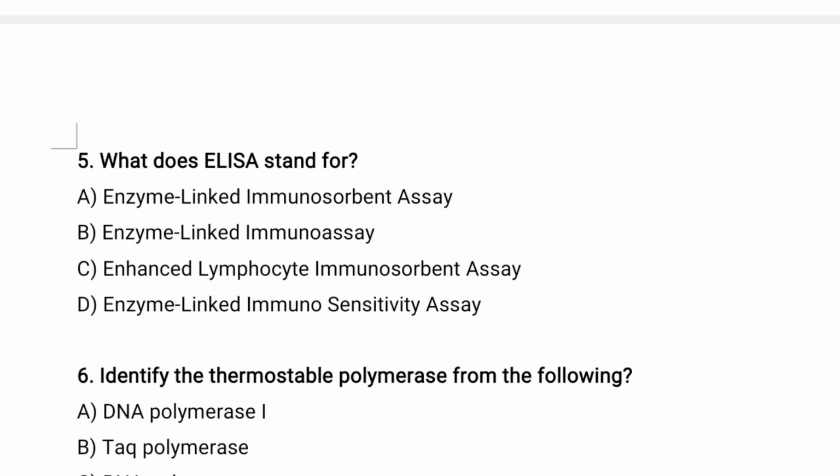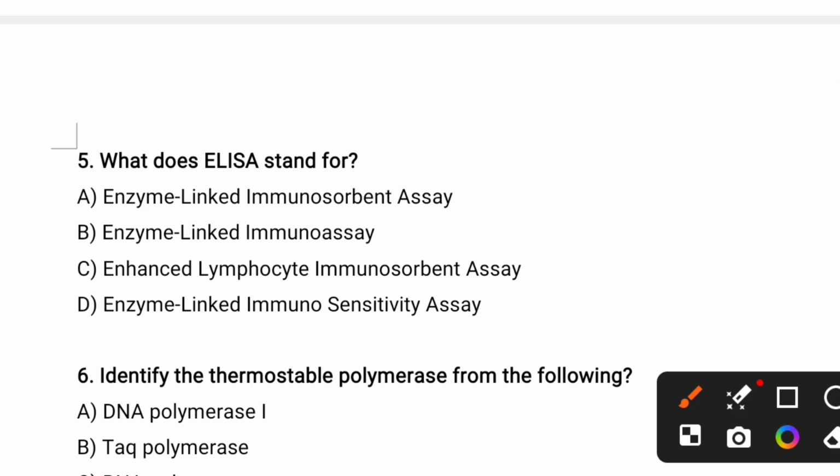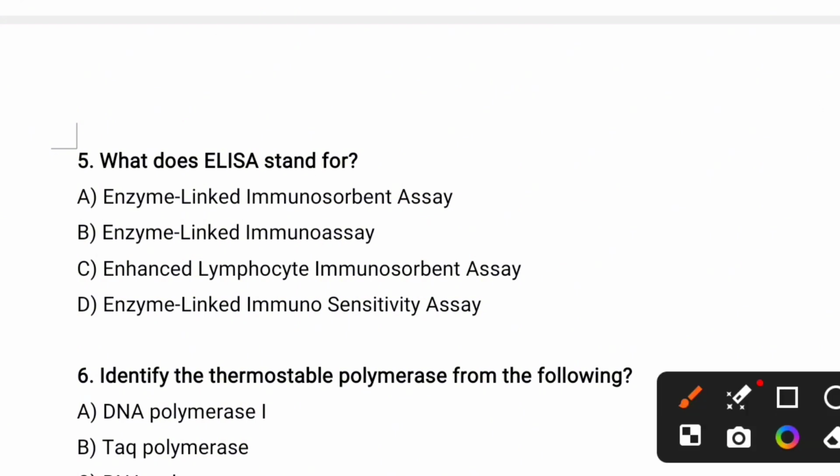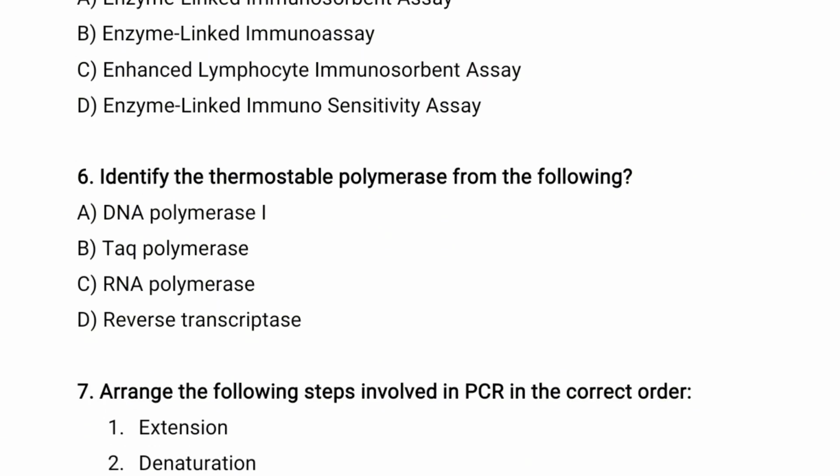What does ELISA stand for? Options are enzyme linked immunosorbent assay, enzyme linked immunoassay, enhanced lymphocyte immunosorbent assay, enzyme linked immunosensitivity assay. So for this, the correct answer is enzyme linked immunosorbent assay. So let's see the next question.